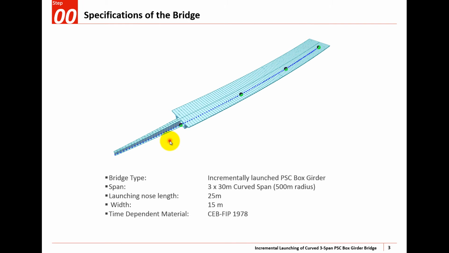So the specifications of the bridge: the type is an ILM PSC box girder curved bridge, and the spans are 30 meters each, 3 spans, curved, and 500 meters would be the radius. The launching nose length I'll assume as 25 meters and the width of the box would be 15 meters. I'll define the time dependent material properties as per CEB FIP 1978.